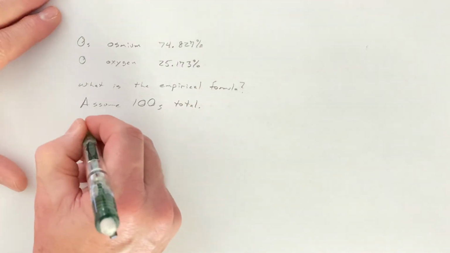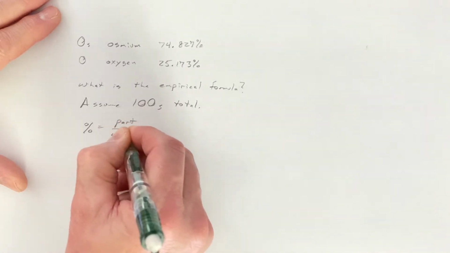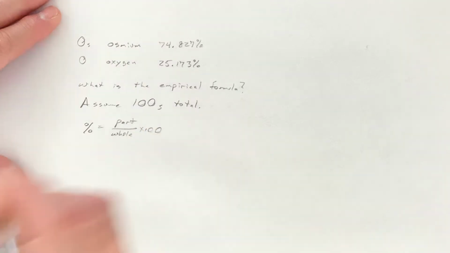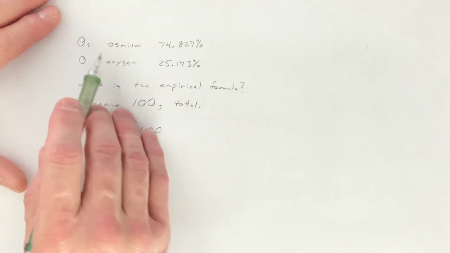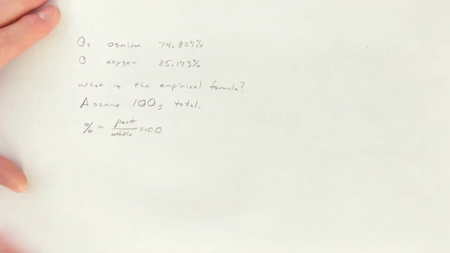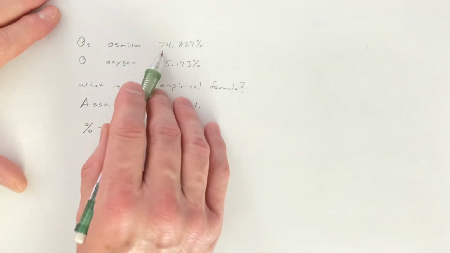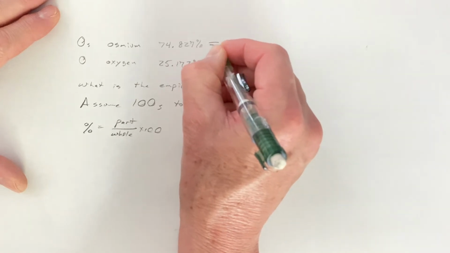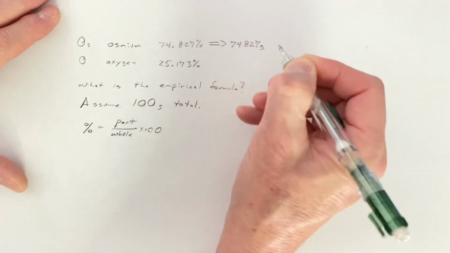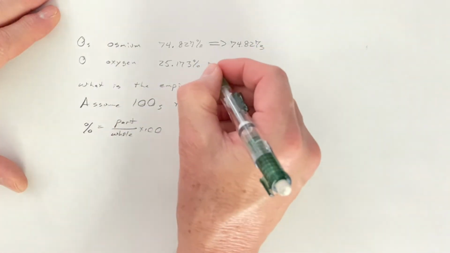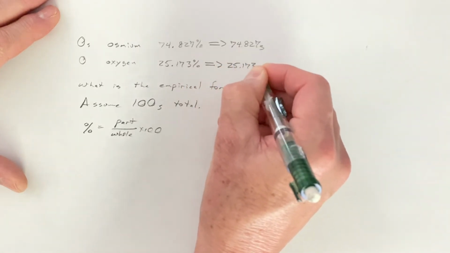And again, percent is part over whole times 100. Well, if the whole is 100 grams, then the part must be 74.827 grams. So what we're going to do is say, well, this 74.827% translates to 74.827 grams. And this 25.173% translates to 25.173 grams.